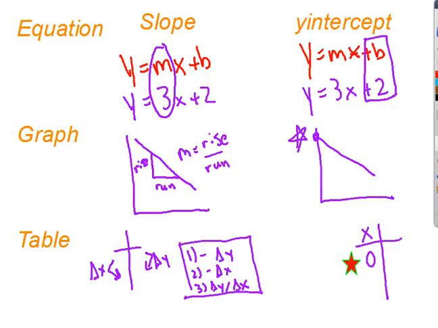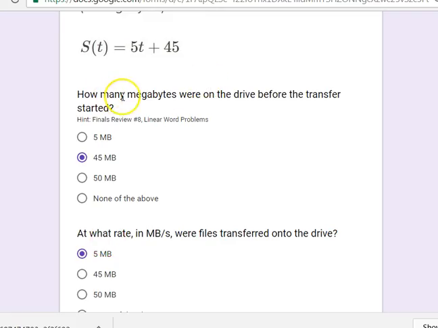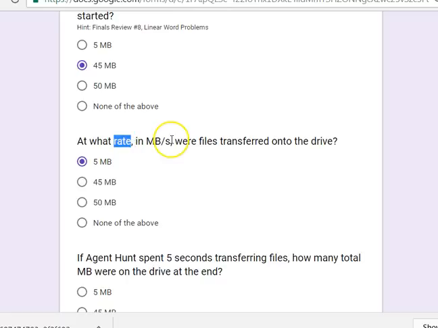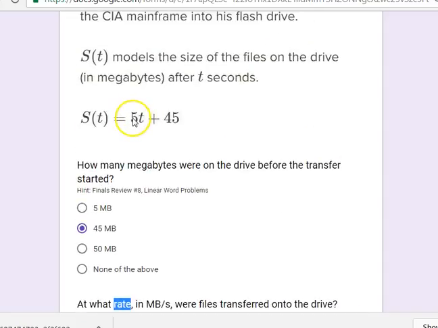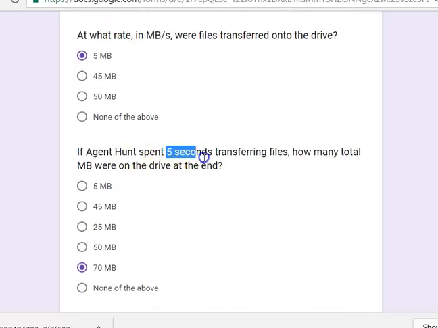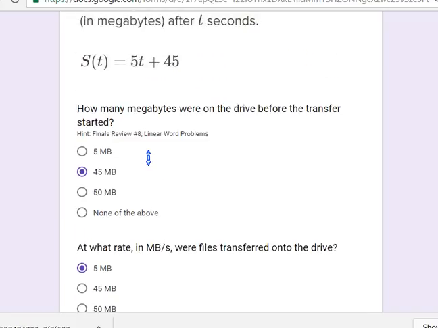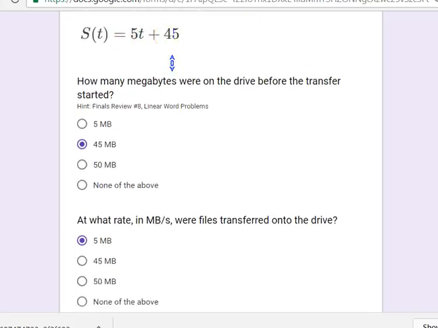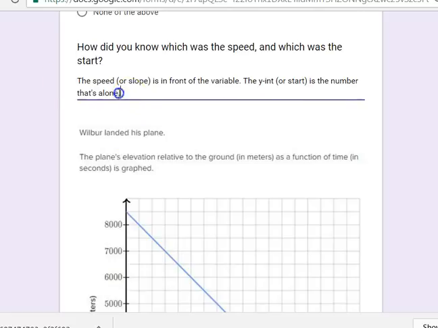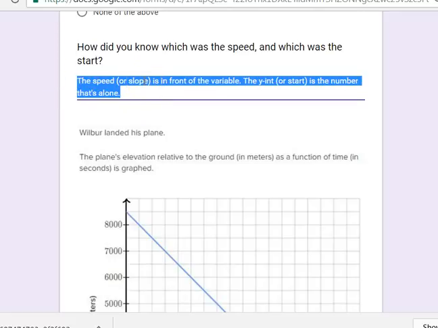So let's apply those to these three problems. In the first problem, it says how many megabytes were on the drive before the transfer started. That's the start. It must be the y-intercept, 45. The next question, at what rate? That's the slope, or speed, and it's the number that's in front of the variable, which is 5. In the final question, we have to replace t with 5 seconds. That would be 5 times 5 makes 25, plus 45 to start with is equal to 70. The way to know which is the speed and which is the start: the speed, or slope, is what's in front of the variable. The y-intercept, or initial or start, is the number that's alone.